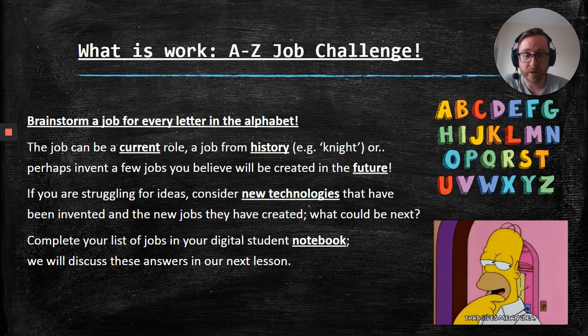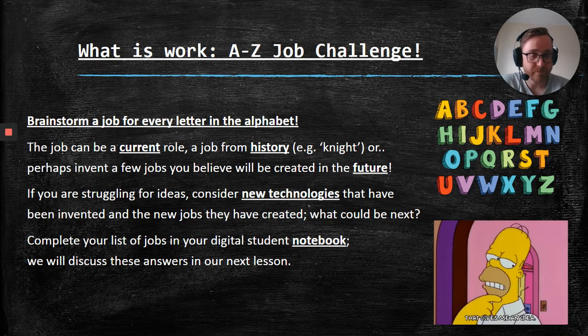So this job can be a current role, a current job that exists. It could be a job from history, like a knight for K. Just gave you an easy one there. Or perhaps invent a few jobs you believe will be created in the future.